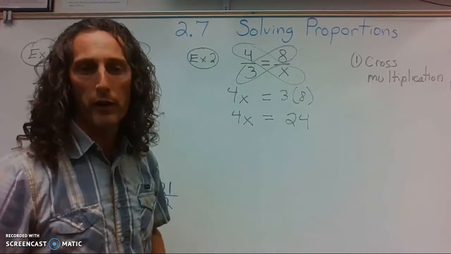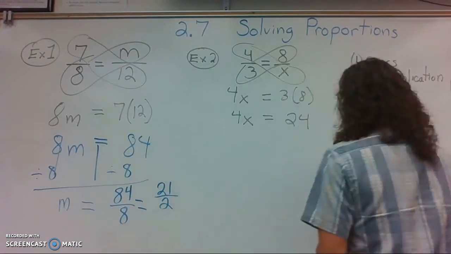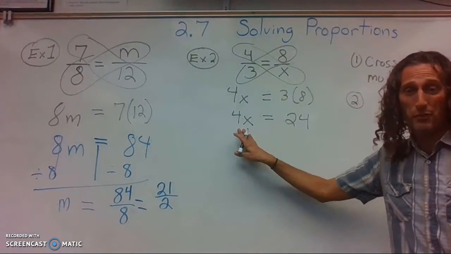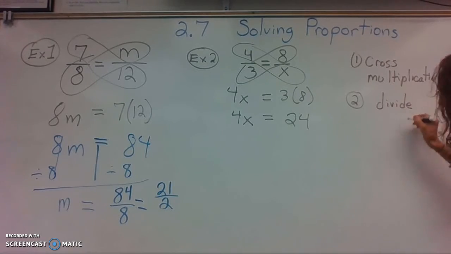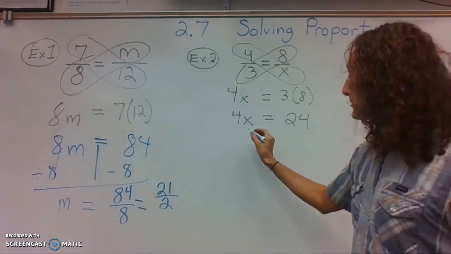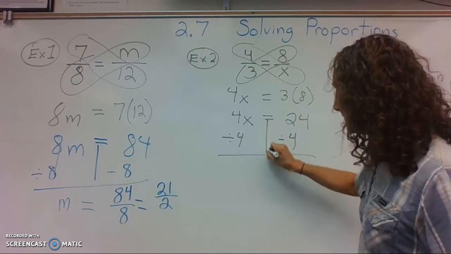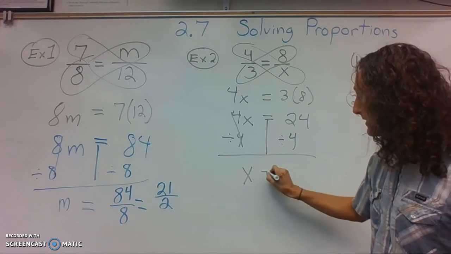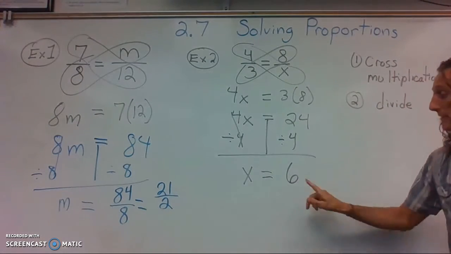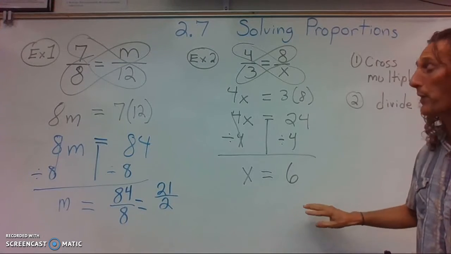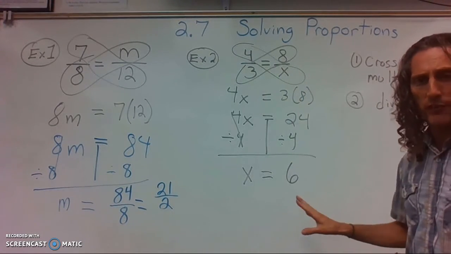All right, so we did step 1, we cross multiply, right? Well, at this point, we just have to divide. Because that's 4 times x. So divide by 4, divide by 4. The x falls down. 24 divided by 4 is 6. So then this is your answer, x equals 6. So that's how we solve simple proportions. I'm going to show you some more difficult ones.